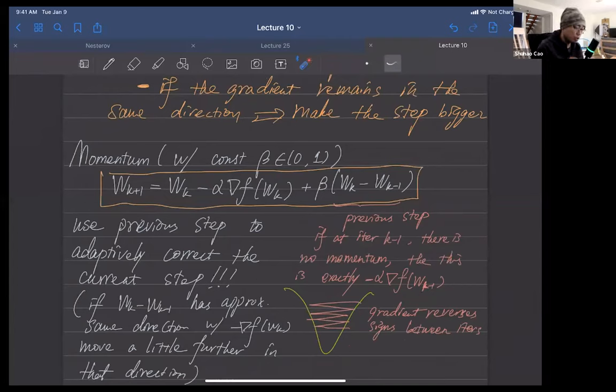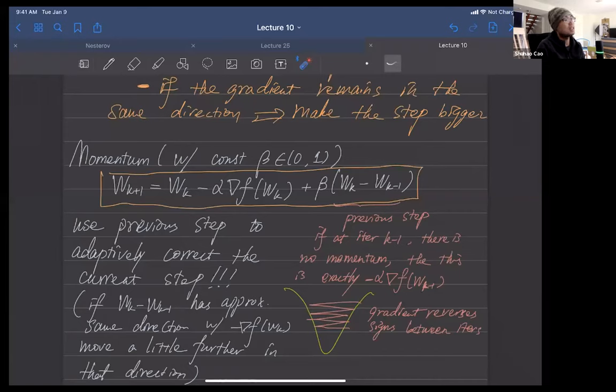To introduce some momentum, the idea is, without the momentum, the update is nothing but the gradient from the previous step. So the idea is simple. If two consecutive steps have the gradient in the same direction, it means we are heading in the right direction. If the gradient changes direction, we use the previous step's gradient to correct it. This is the idea of momentum.